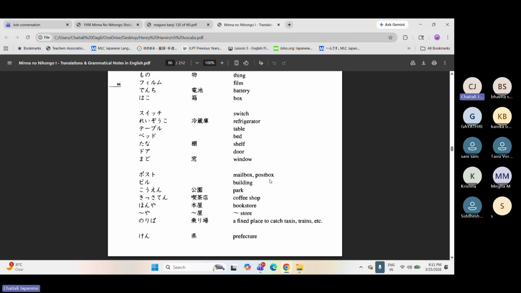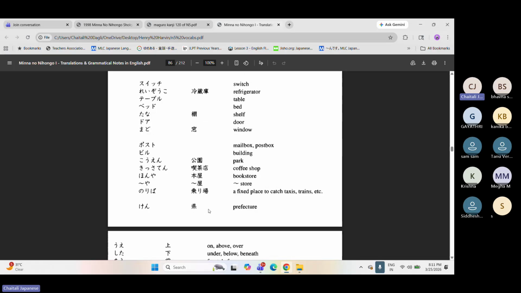Posuto, post box or mailbox. Biru, building. Now, mind you, beer is also building, okay? So, depending on your sentence situation, it will change. Kouen, park. Kissaten, coffee shop. Honya, bookstore. Ya is a suffix for store. Noriba, a fixed place to catch taxis or trains. Ken, prefecture. So, different places have different prefectures in Japan, okay?